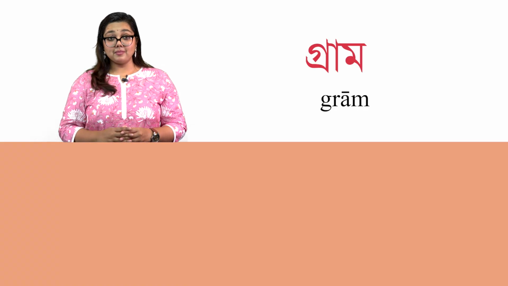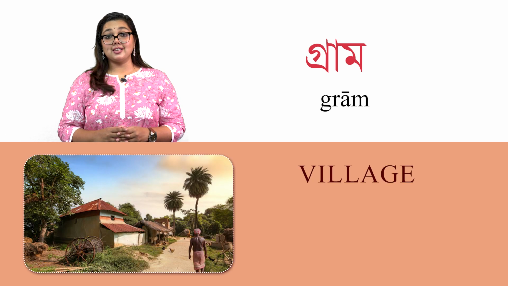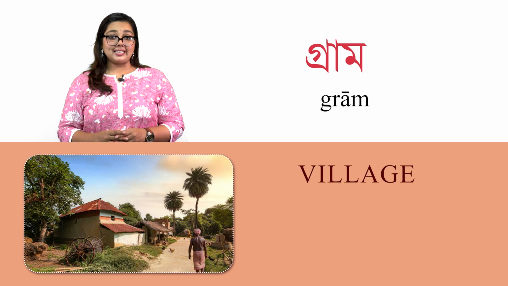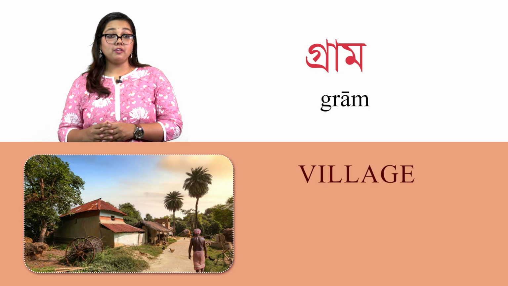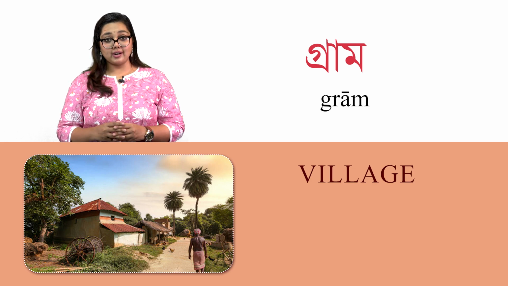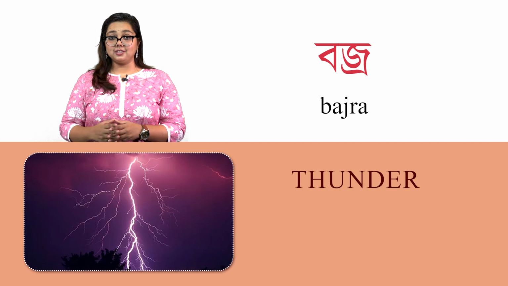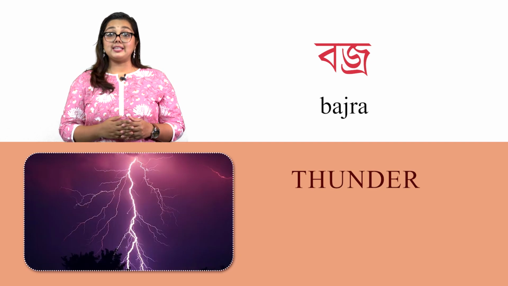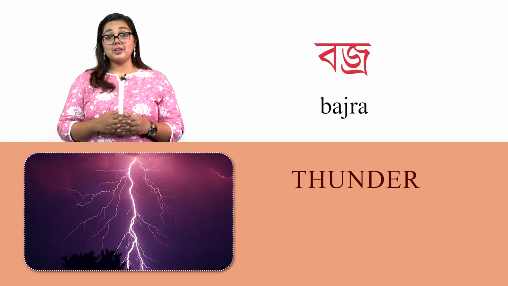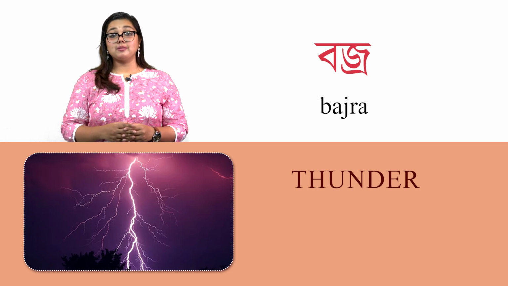Let's try out few letters and words using the diacritic mark. Gram means village in English. We can spell it as goi ra phalā akar mo, gram. Let's take another word. Bojro means thunder in English. We can spell it as bo, borge joy ra phalā, bojro.